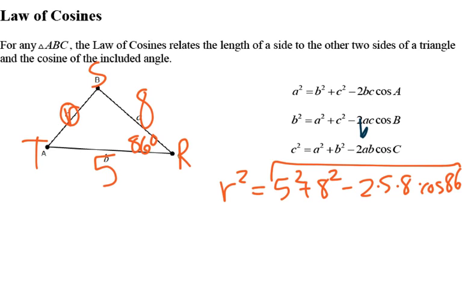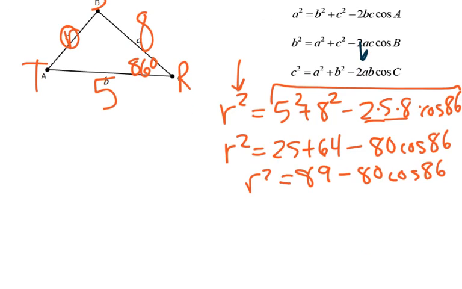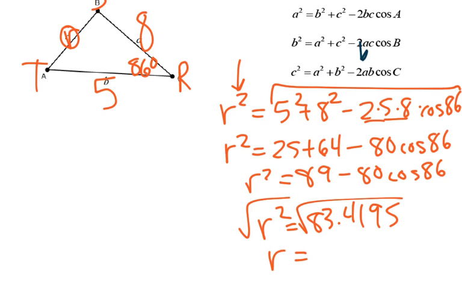But I'm going to show you step by step just because I can. Personally, I would put this whole thing in, and then take the square root and call it good. So 25 plus 64 minus 5 times 8 is 40, times 2 is 80, cosine of 86. So I get 89 minus 80 cosine of 86. Now I'm going to have to use the calculator at that part. So I go 89 minus 80 times the cosine of 86 degrees, making sure my calculator's in degrees, and I get about 83.4195. Now I take the square root of that, and that gives me side R.